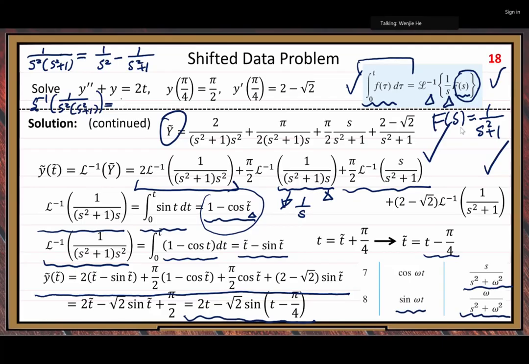then, by the linearity principle, 1 over s squared first, minus, by linearity principle, the second, 1 over s squared plus 1. Right? 1 over s squared, is it that t? So here, inverse of 1 over s squared, is it that t?